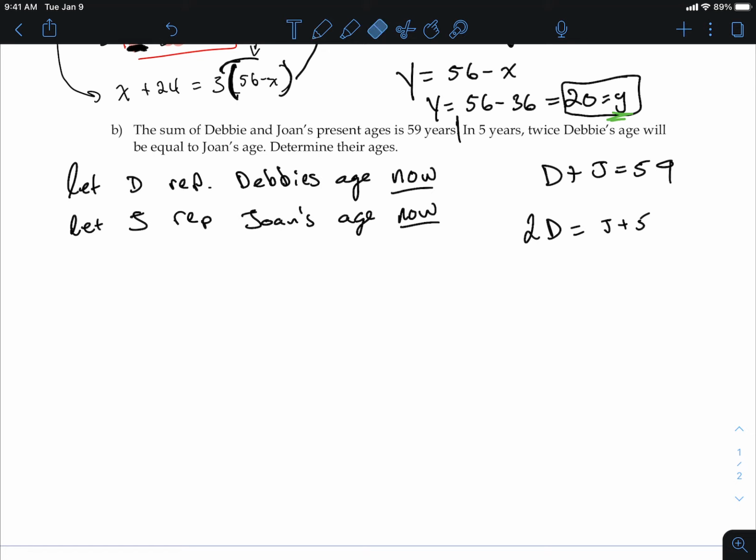Okay? I'm going to restart this equation. It's not that it was wrong. It was close. Okay? Tobias said in 5 years' time, everything increases by 5, correct? D plus 5 is equal to J plus 5. Now, what else does it say? Twice Debbie's age. Twice Debbie's age. So what is D plus 5 times 2? Is that what it is? Twice Debbie's age will be equal to Joan's age.